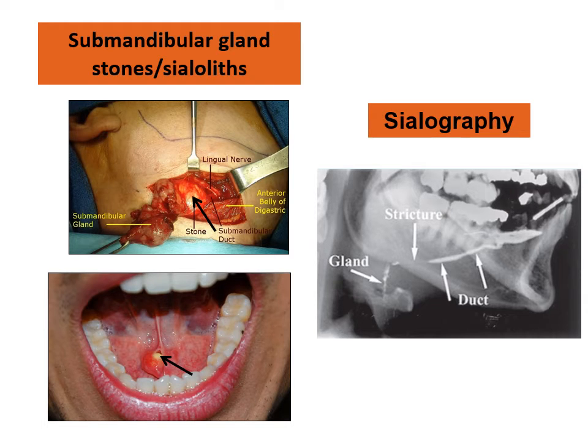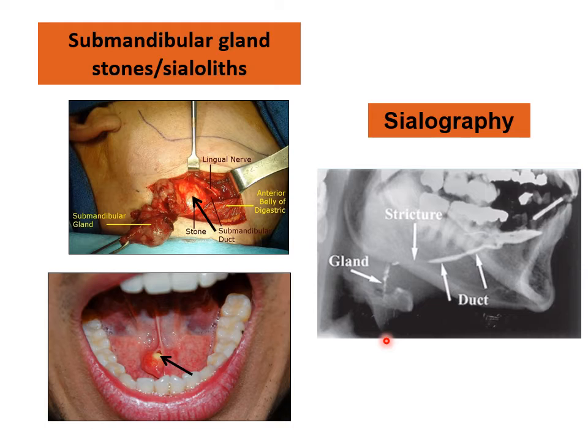We will see the applied anatomy related to the submandibular gland. Submandibular gland stone or sialolith are calcified masses generally found in the parenchyma or the substance of the gland. Sometimes they are also found in the duct of the submandibular gland. When they are found, they have to be removed. There are various factors associated with stone formation. We are not going into the details of it. Remember what they are and where they are found.